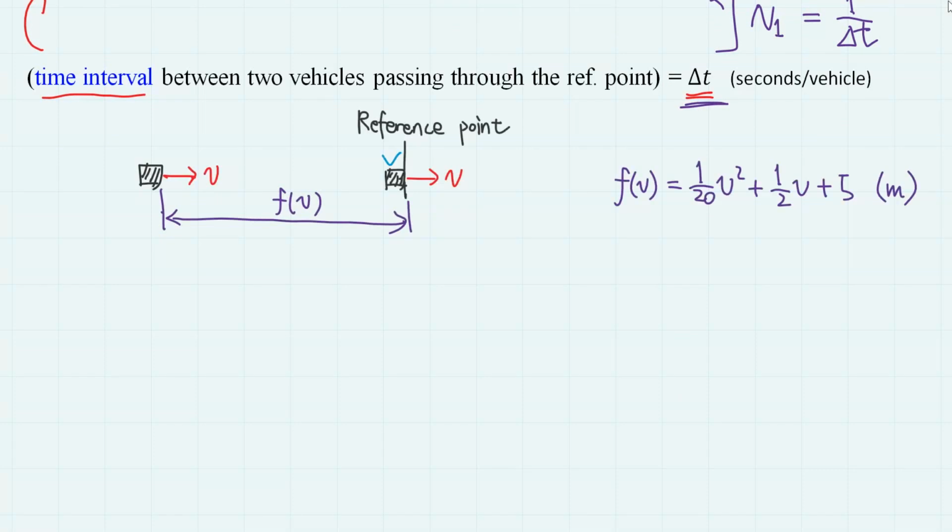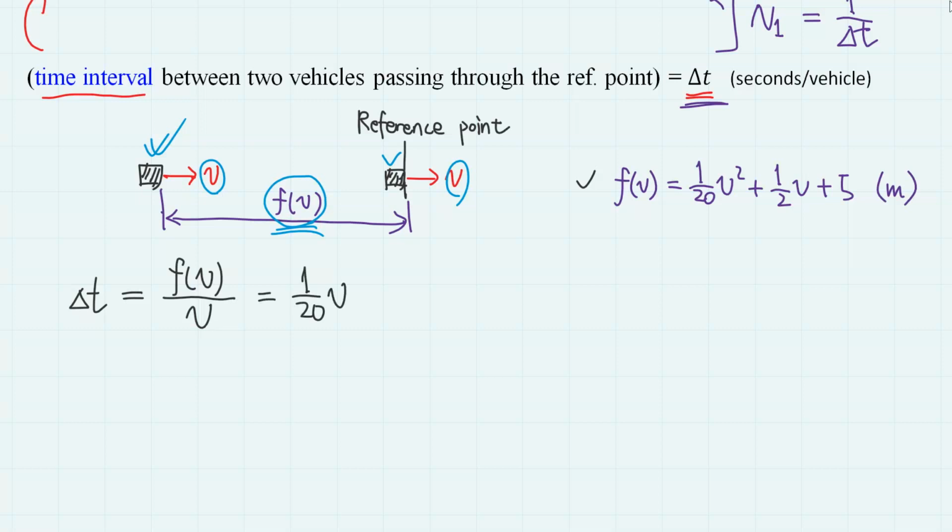At the moment one vehicle passes a certain point on a lane, the next vehicle is f(v) meters behind. So the next vehicle has to cover the distance f(v) in order to get to the reference point, and since vehicles are moving at speed v, the time it takes to travel the distance f(v) is given as the distance f(v) divided by speed v. So using the given expression for f(v), we have delta t equals 1/20 v plus 1/2 plus 5 over v.